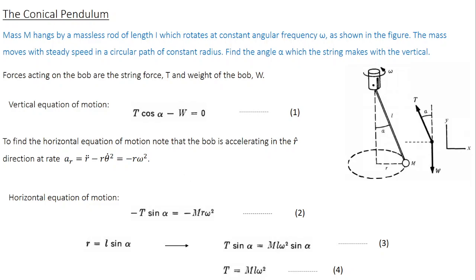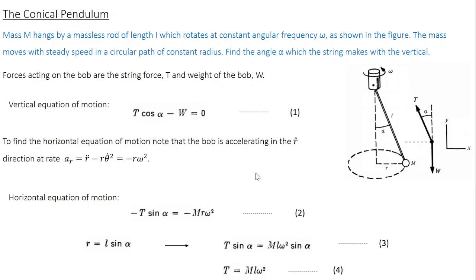Coming to the final example, probably the most popular one, and this is a conical pendulum. I'm sure you are familiar with a simple pendulum. A simple pendulum is a harmonic oscillator which oscillates along a line, or which executes linear oscillations. On the other hand, a conical pendulum executes circular oscillations.